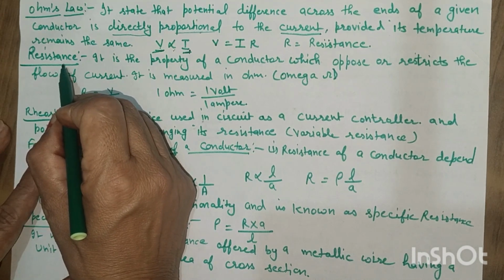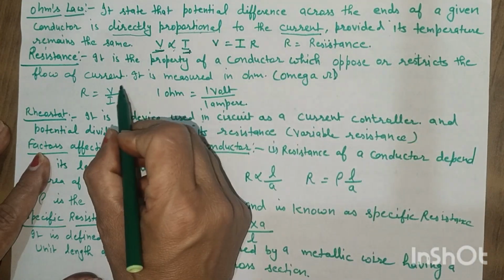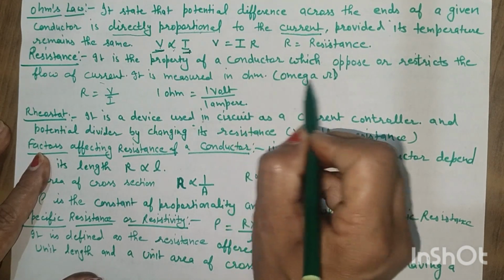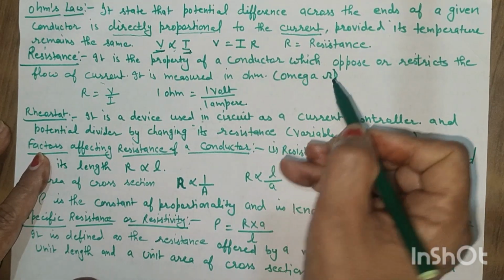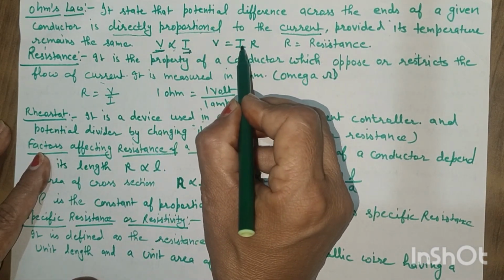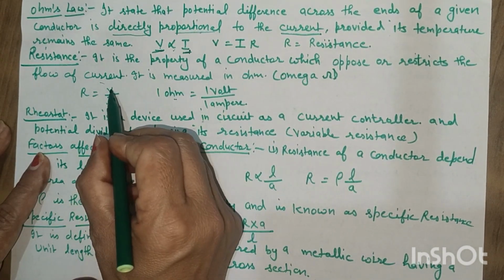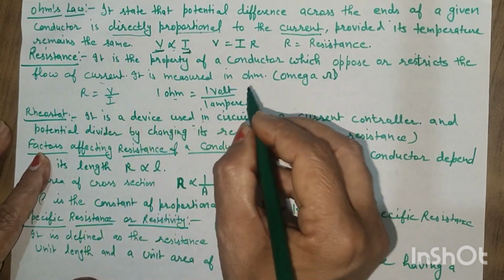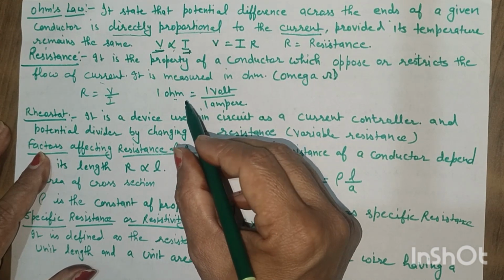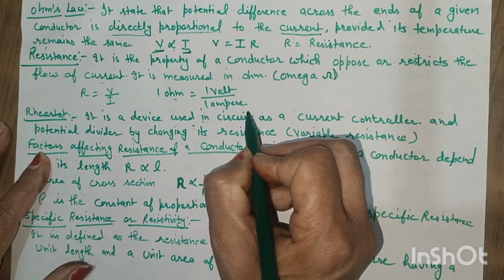Now what is resistance? Resistance is the property of a conductor which opposes or restricts the flow of current. It is measured in ohm, that is the ohm or omega. R is equal to V by I. The unit of R is 1 ohm, V is voltage and I is ampere, that is the current. 1 ohm is defined as the resistance when a 1 volt potential difference passes a 1 ampere current.